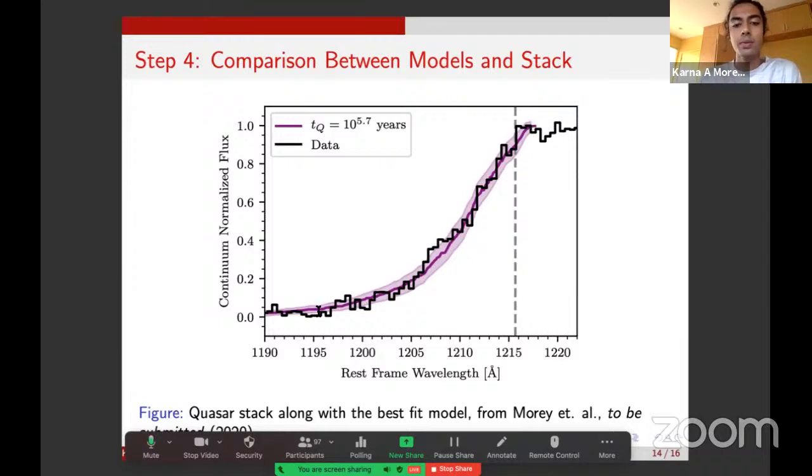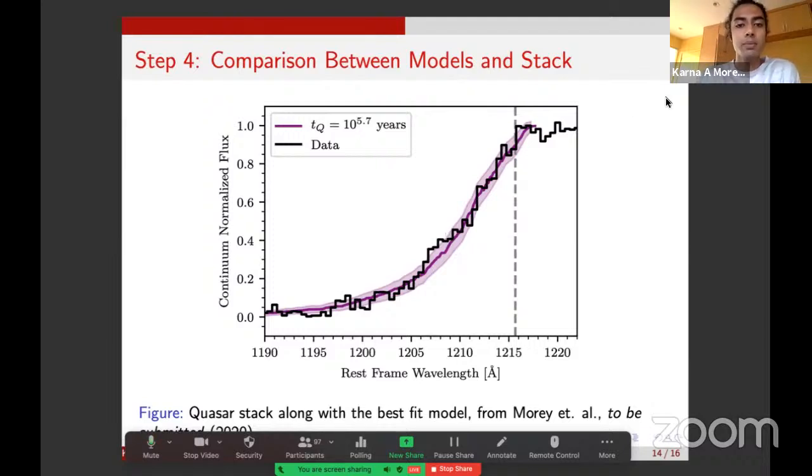In our mock stacks, we stack only quasars of the same lifetime. This is obviously not true in reality. These quasar lifetimes come from a distribution. And so we wanted to get a sense of how introducing a spread around a mean value for the quasar lifetime distribution would change it.